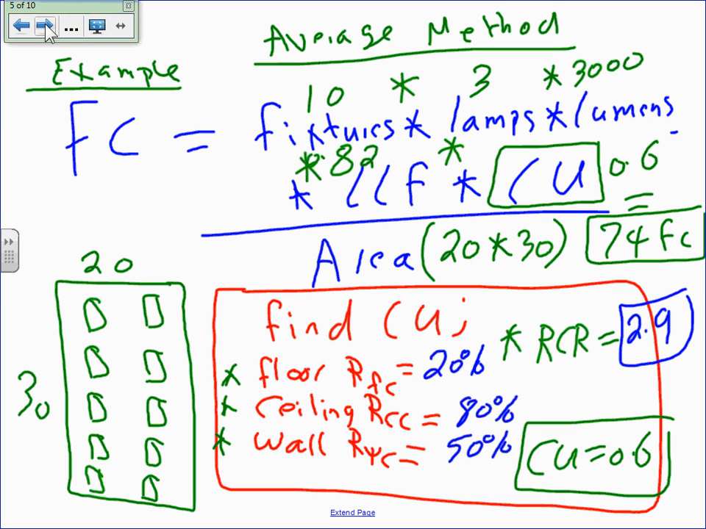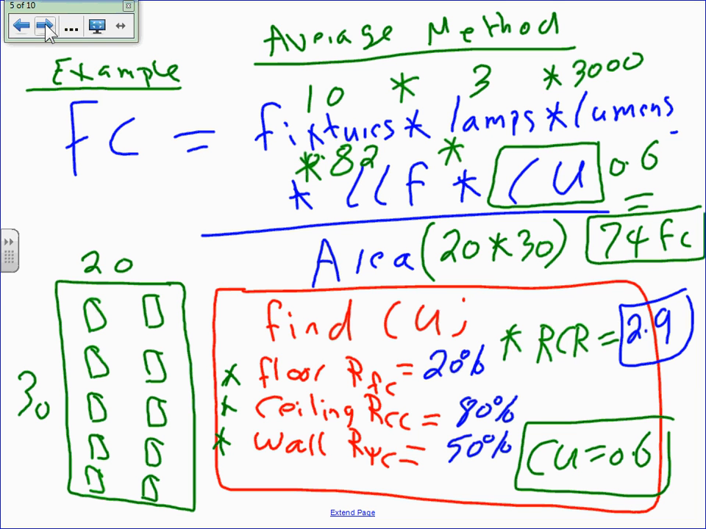Actually, I don't have 2.9. We're supposed to do interpolation, but I don't want you to do interpolation. Go to the closest. So 2.9 becomes 3, right? So guys, go cross-reference the 3 under 50. What do you get from 3 under 50? 0.60. So the coefficient of utilization for this fixture is 0.60.